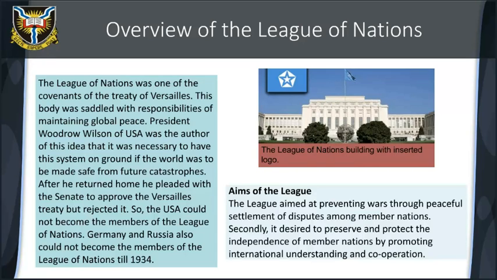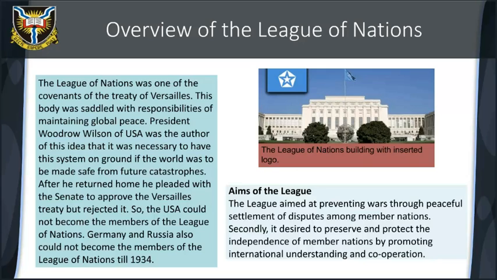After he returned home, he pleaded with the Senate to approve the Versailles Treaty but it was rejected. So, the USA could not become a member of the League of Nations. Germany and Russia also could not become members of the League of Nations till 1934.